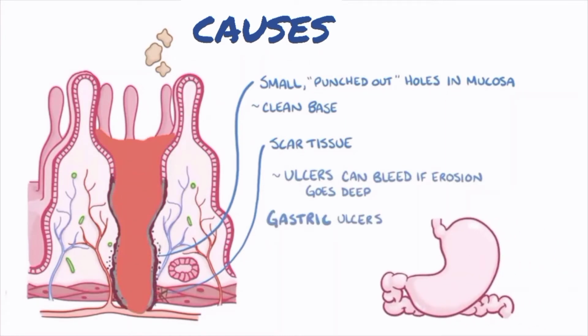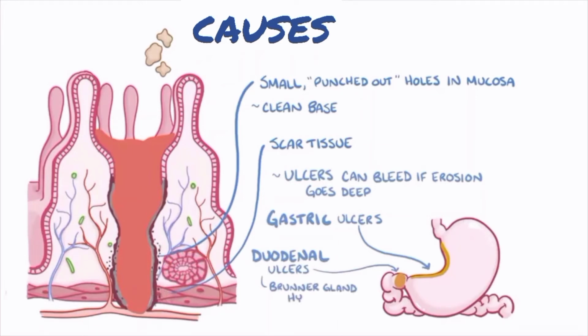Gastric ulcers typically form in the lesser curvature of the antrum. Duodenal ulcer, on the other hand, usually develop right after the pyloric sphincter, and there is usually Brunner gland hypertrophy, which is a consequence of the body trying to produce more mucus to protect the damaged area.